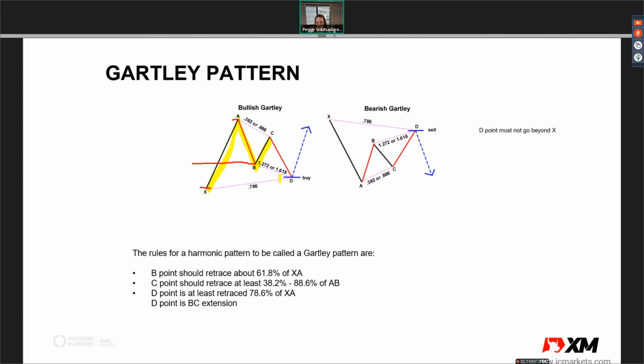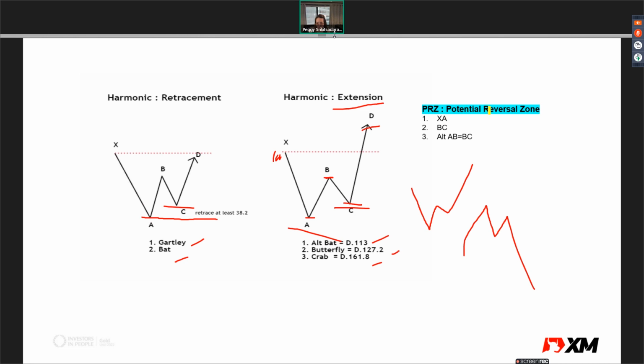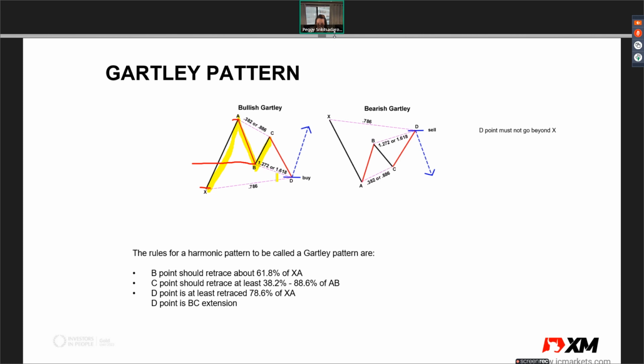Then we have a potential reversal zone, which is the PRZ, and this is the zone where you are going to place the buy order, because we are praying for the reversal. Again, the bearish Gartley is just a mirror of the bullish Gartley, it's the same. Like I always say, D must not go beyond the X point. Okay, any questions so far, or are you getting confused? You can just ask me if you have any questions.